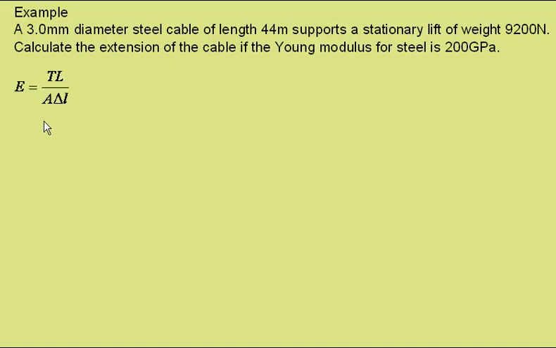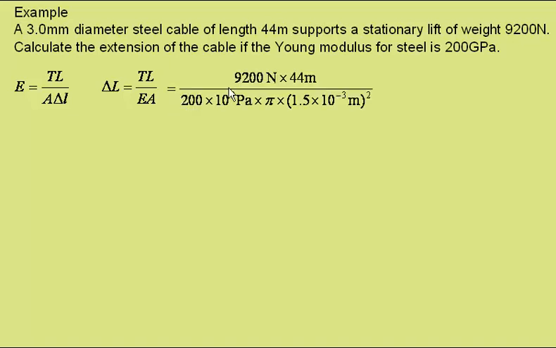Well, if we first write down the Young modulus equation, then rearrange for delta L is equal to tension multiplied by length divided by Young modulus and the cross-sectional area. Then, putting in our numbers, the tension was 9,200 newtons, the length of 44 meters, the Young modulus 200 gigapascals or 200 times 10 to the 9 pascals, and the area is pi r squared, pi times the radius of the wire, 1.5 millimeters or 1.5 times 10 to the minus 3 meters, squared. This gives an extension of 0.29 meters.